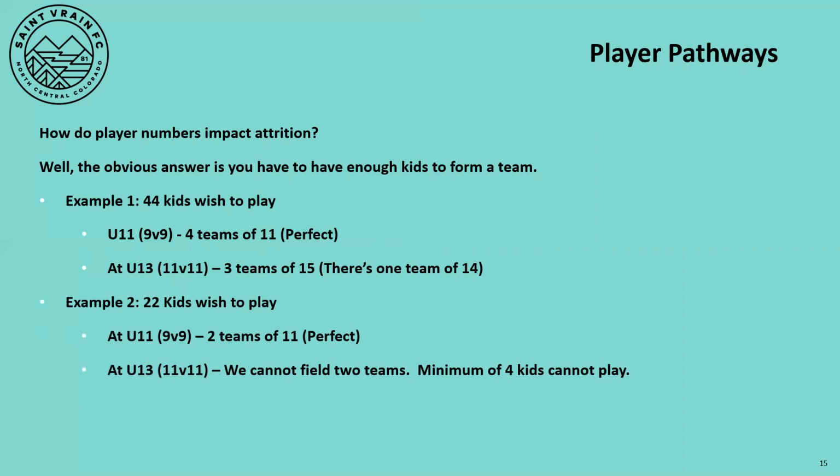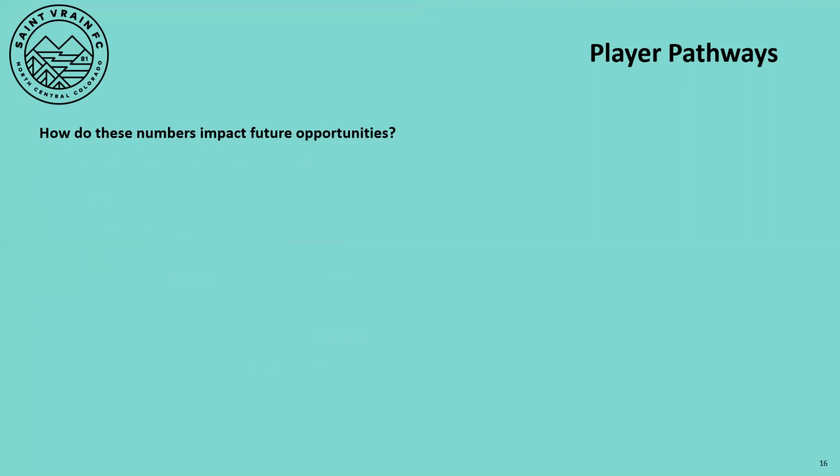In that previous example, we had 22 kids who wished to play, so half the player pool size. At under 11, 9v9, that's 2 teams of 11. That's completely fine. But when we get to under 13, 11v11, we do not have enough qualified players to field 2 teams. At a minimum, we need to grow by 6 players, and those players will most likely have missed 2 years of professional training, most likely to round out a second team. But more than likely, we'll be at 1 team, which means that a minimum of 4 kids won't get a chance to play.